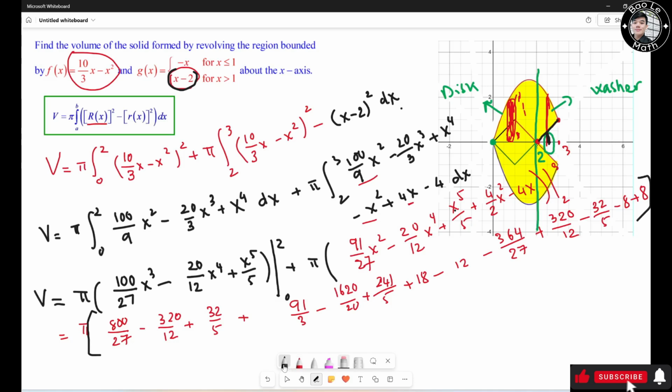Alright, so you just simplify: this guy and this guy cancel out, this guy and this guy cancel out, this guy and this guy cancel out, and you have this guy left right here. Now if you calculate this one correctly, the answer must be 199 pi over 15.